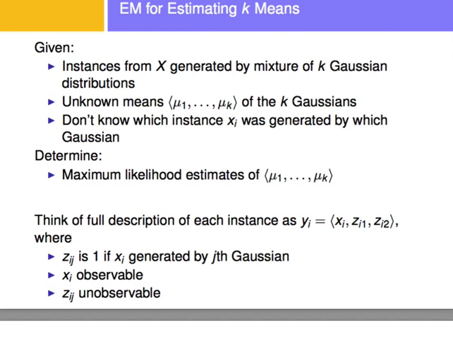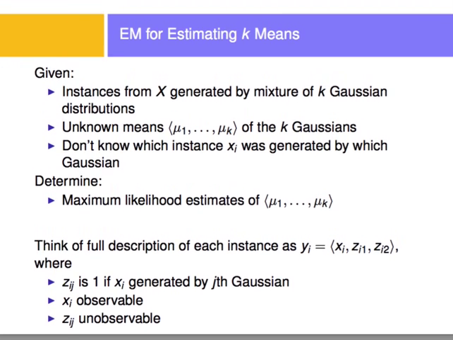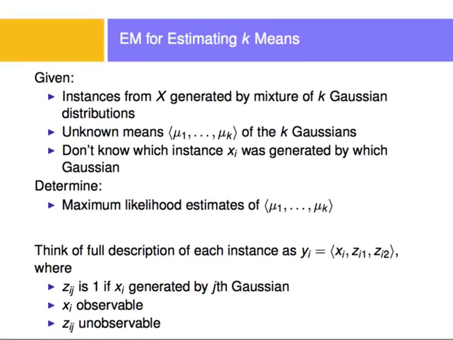So let's work on estimating the means with the expectation maximization algorithm. Now, you know that the instances are generated by mixtures because there are two or more. Instances are generated by a mixture of Gaussian distributions. However, we don't know the means of these Gaussian distributions.